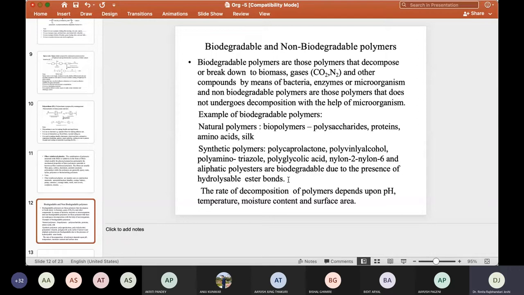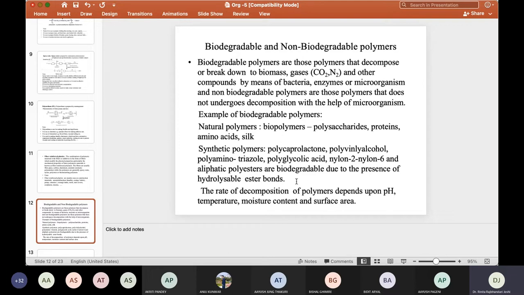Most of the synthetic polymers are non-biodegradable polymers. There are even the synthetic polymers that undergo biodegradation. Why do they undergo biodegradation? That is due to these bonds, ester bonds. They can easily undergo hydrolysis by ester bonds like these, polycaprolactone, okay, polyvinyl alcohol, polyaminotriazole. These are some of the examples of the synthetic polymers which undergo biodegradation, but most do not undergo biodegradation. And the rate of the decomposition of the polymer depends upon the pH as well as temperature, moisture content, and surface.